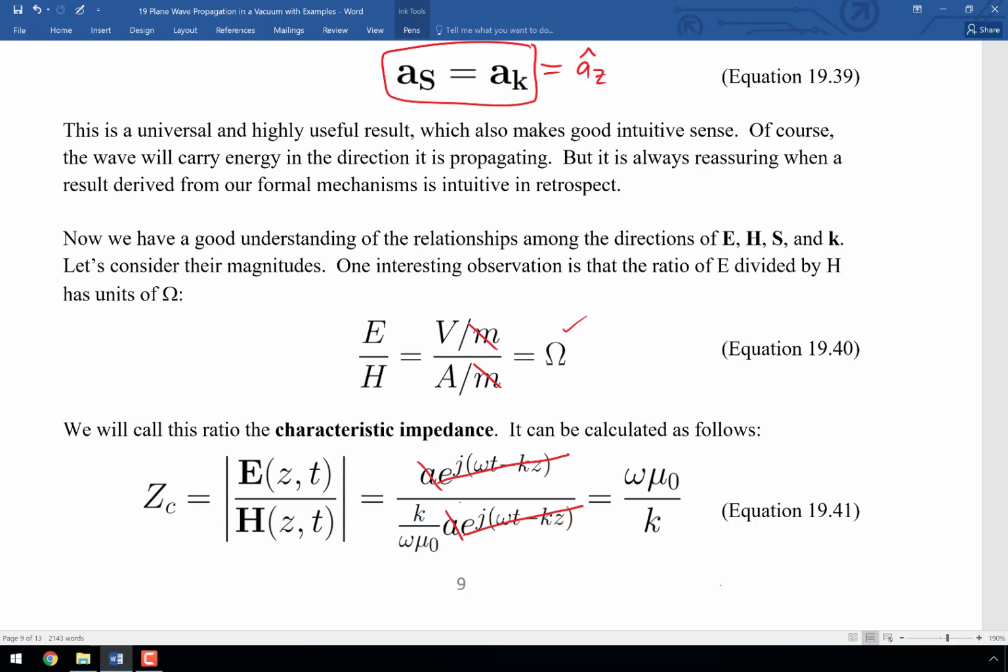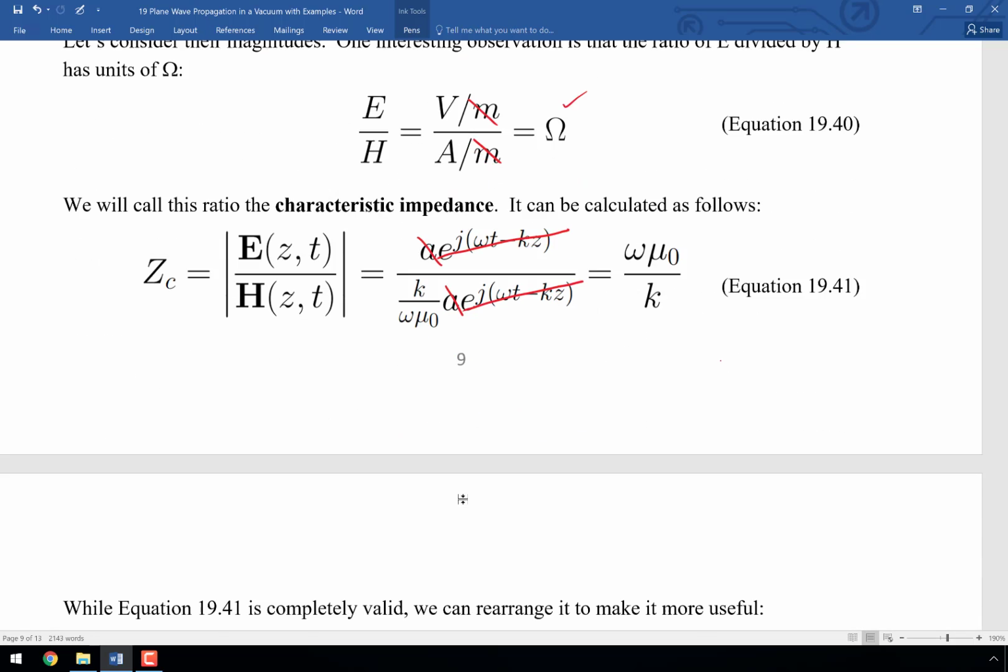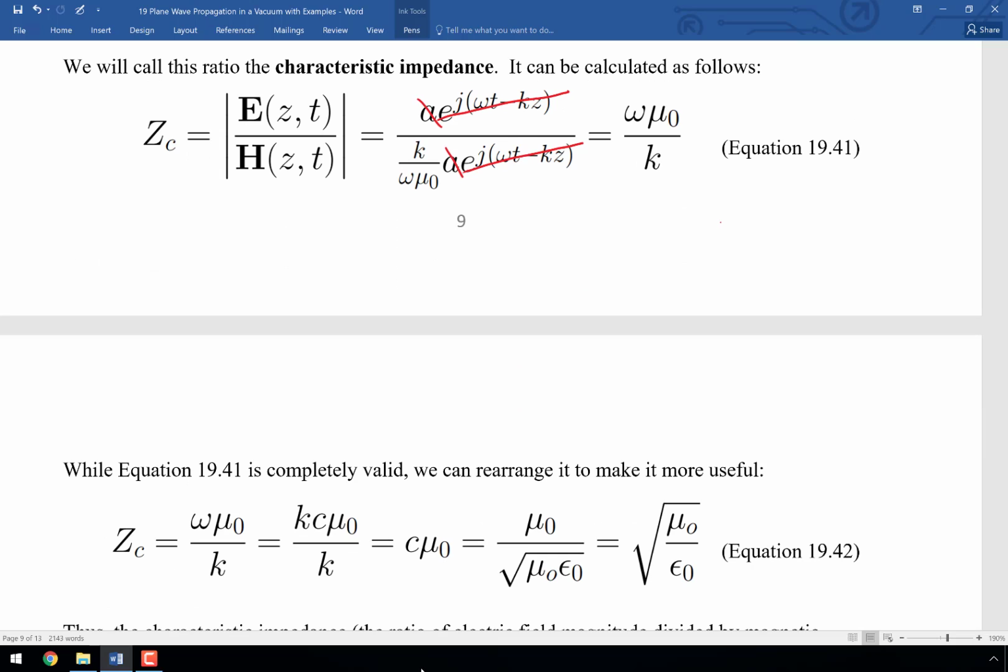We feel pretty good about that result. That's a very valuable result, and we could probably use it for a number of different cases, but we can do one step better. We're going to plug in the fact that omega is equal to kc, and then we're going to cancel the k's, and this becomes c times mu sub 0. Those are two physical quantities. It would seem like that's a pretty good place to stop, but we can go one step further, because remember that c is equal to 1 over the square root of mu sub 0 times epsilon 0.